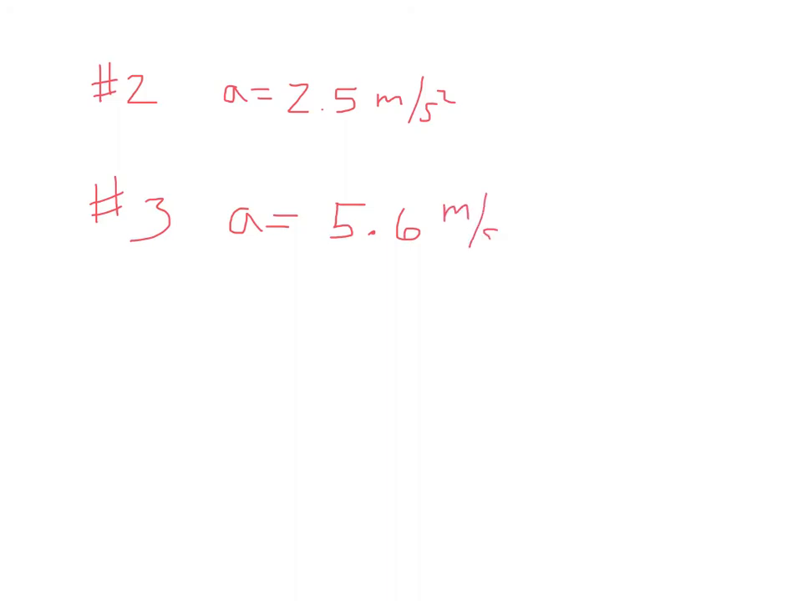So just to help you out, I wanted to go ahead and give you the answers for problems 2, 3, and 4, so that you can work on those in class and see if you're getting the right answer. So problem number 2, if you do that correctly, the acceleration should come out to be 2.5 meters per second squared. Number 3, this one now has friction involved, so don't forget to subtract the friction. But if you work this one out correctly, it should come out to be 5.6 meters per second squared.